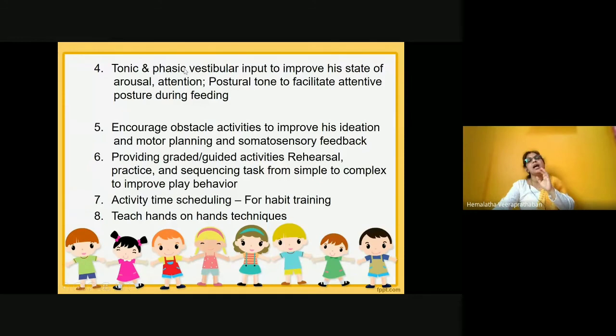This is the high clinical reasoning of when you know the ASI principles. Tonic is something like sustained one. Phasic is a quick one. If you give the tonic, the linear inputs are called the tonic input. Linear and horizontal input using a bungee creates the postural tone, and arousal, sustained attention can be developed by tonic.